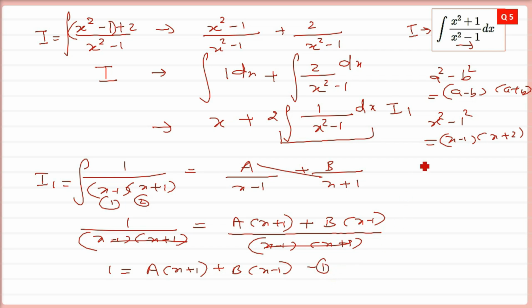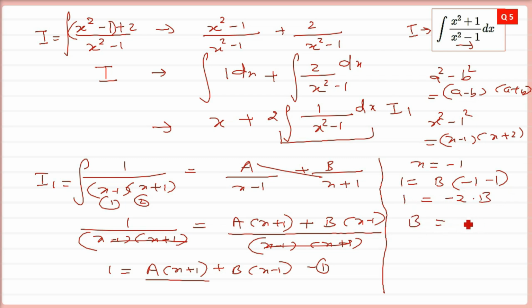In equation number 1, first we'll put x equals negative 1 and then x equals 1. Why? Because x equals negative 1 will make the a times (x plus 1) term 0. So you'll get b here, so 1 will be equal to b times, in place of x, write negative 1. So negative 2b equals 1, and b becomes negative 1 by 2.